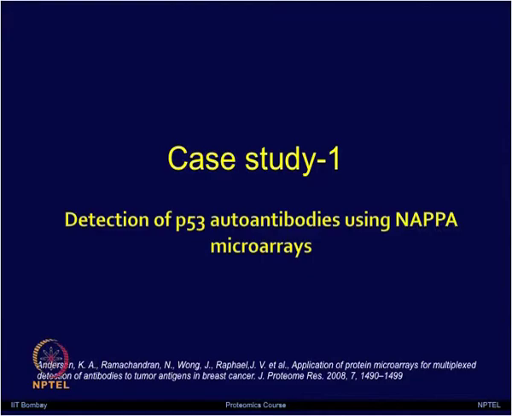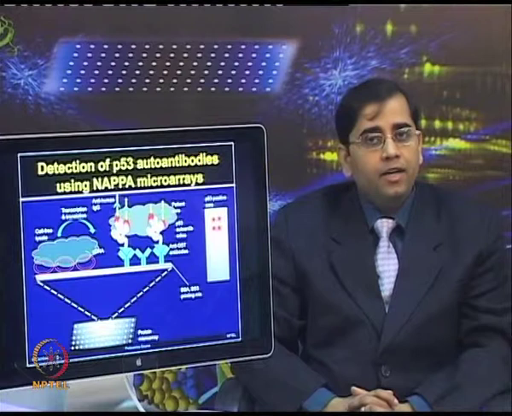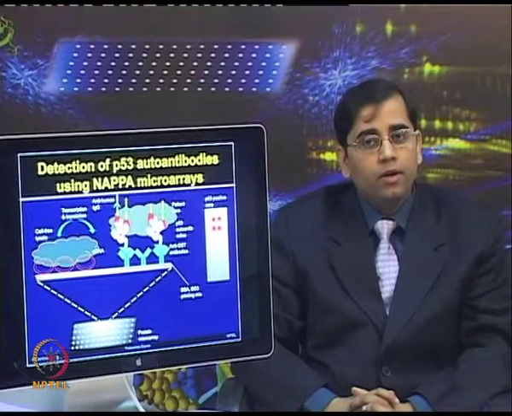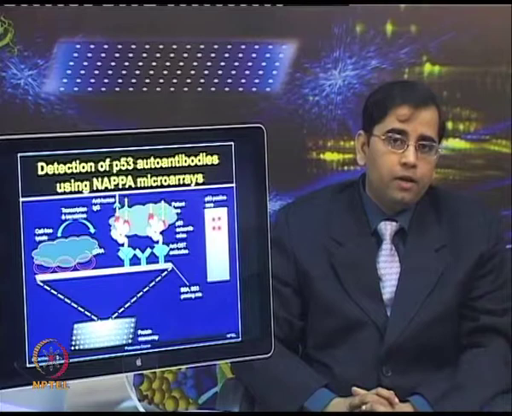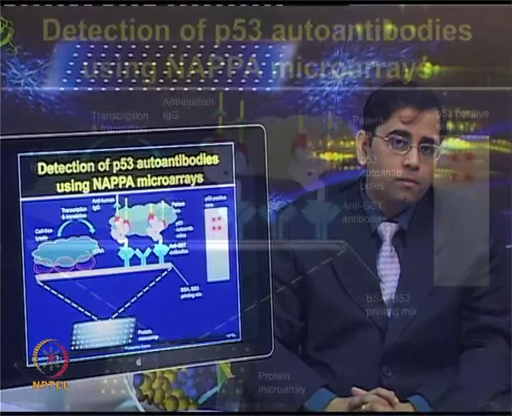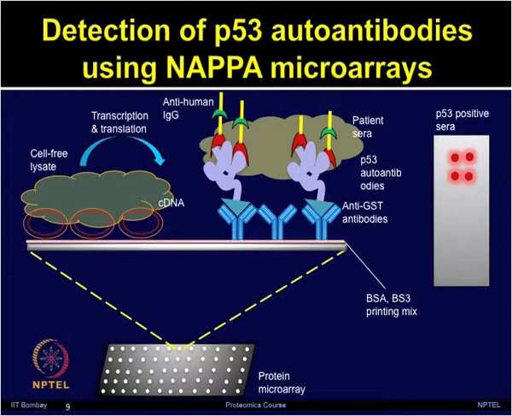Antibodies to several tumor antigens have been identified in breast cancer patient sera. However, there is very little knowledge about the specificity and the clinical significance of the antibody immune repertoire in breast cancer patients. So, Anderson et al. adapted a specific detection of autoantibodies in breast cancer patients by using nucleic acid programmable protein arrays. The slide gives an overview of detection of P53 autoantibodies using the NAPA microarray approach.